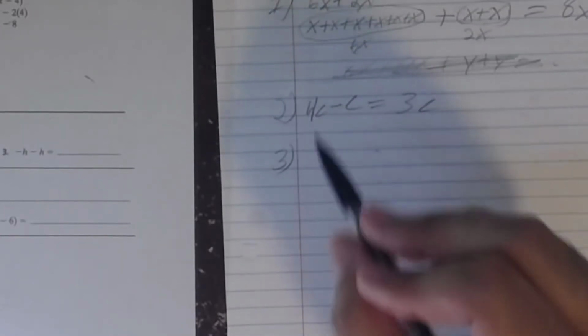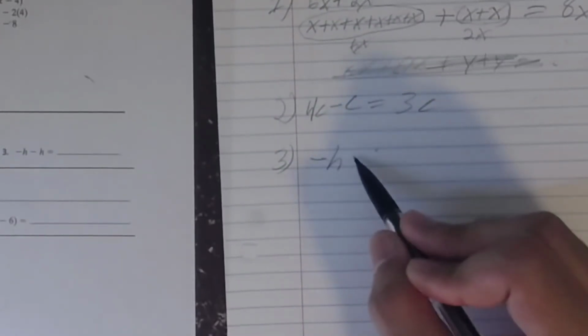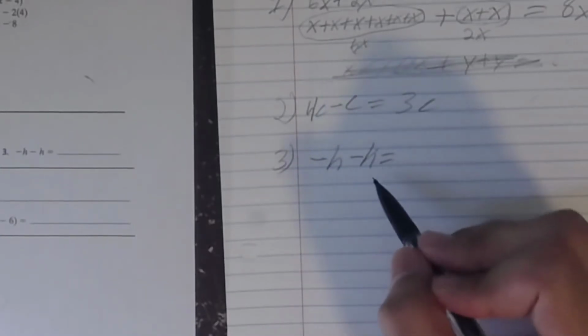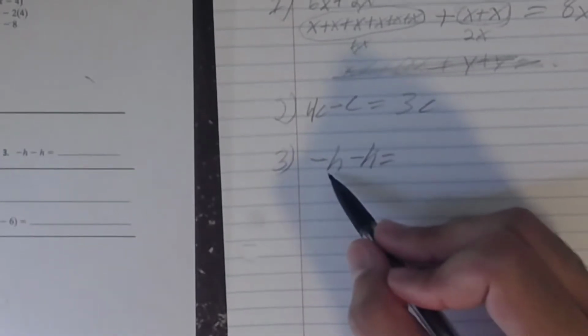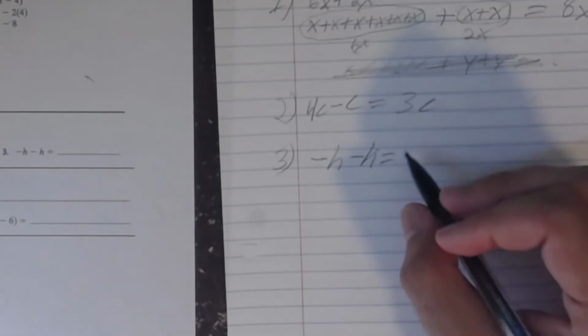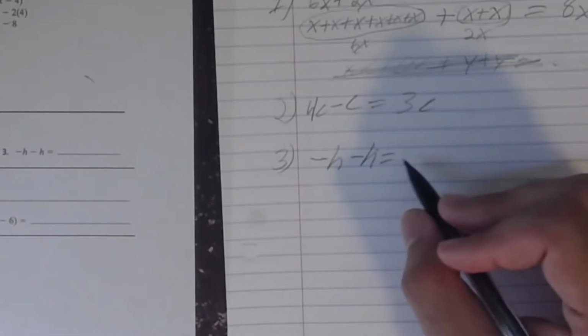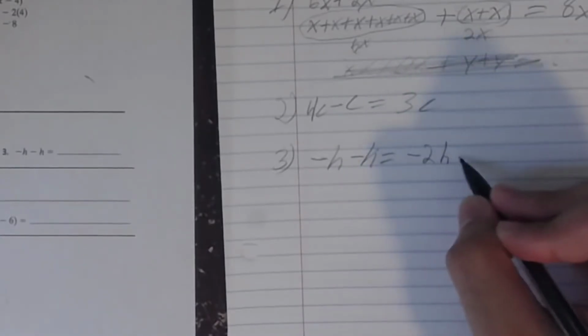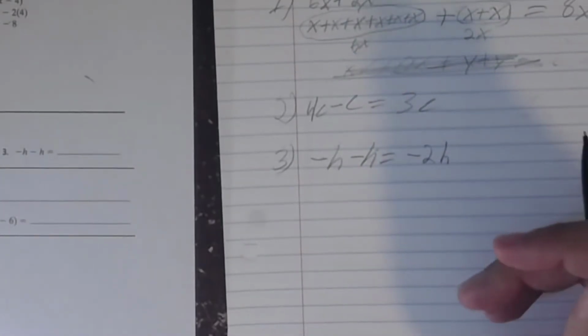Let's do number 3, negative h minus h. So we have a negative h and a negative h. How many h's do we have? Oh, we don't have any h's. We have 2 negative h's, so there's going to be a negative 2h. And that's it.